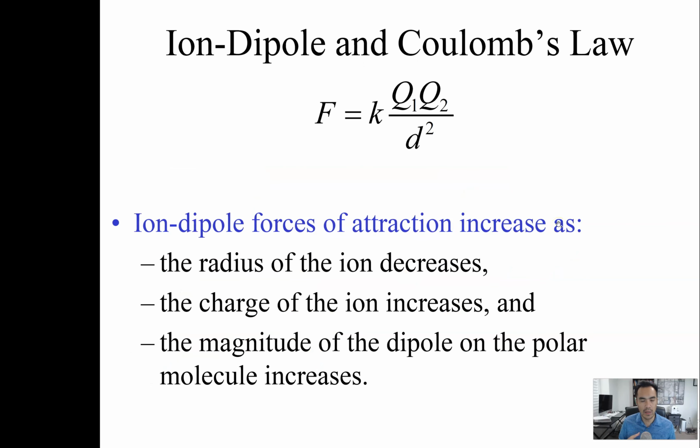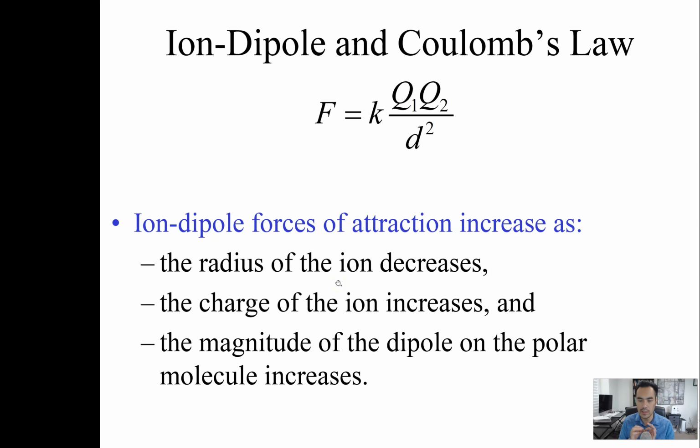Going back to Coulomb's law, we talked about in the last unit that Coulomb's law is defined as F equals k, which is a constant, times Q1 Q2 divided by d squared. And we talked about how if the charge Q increases, your force is going to overall increase. Similarly, if your d decreases, your force is going to increase. So ion dipole forces of attraction increase as the radius decreases.